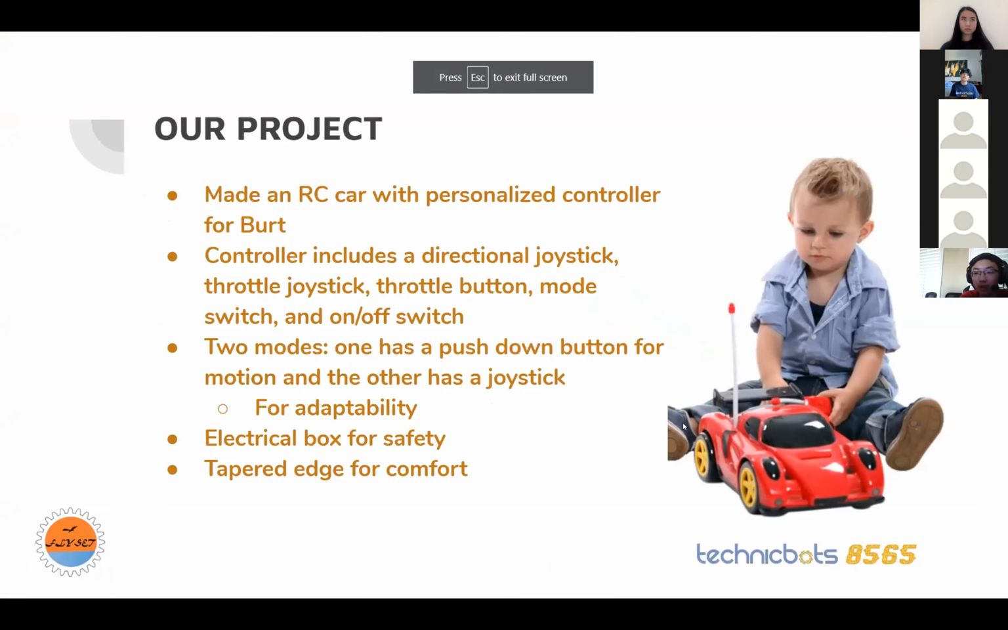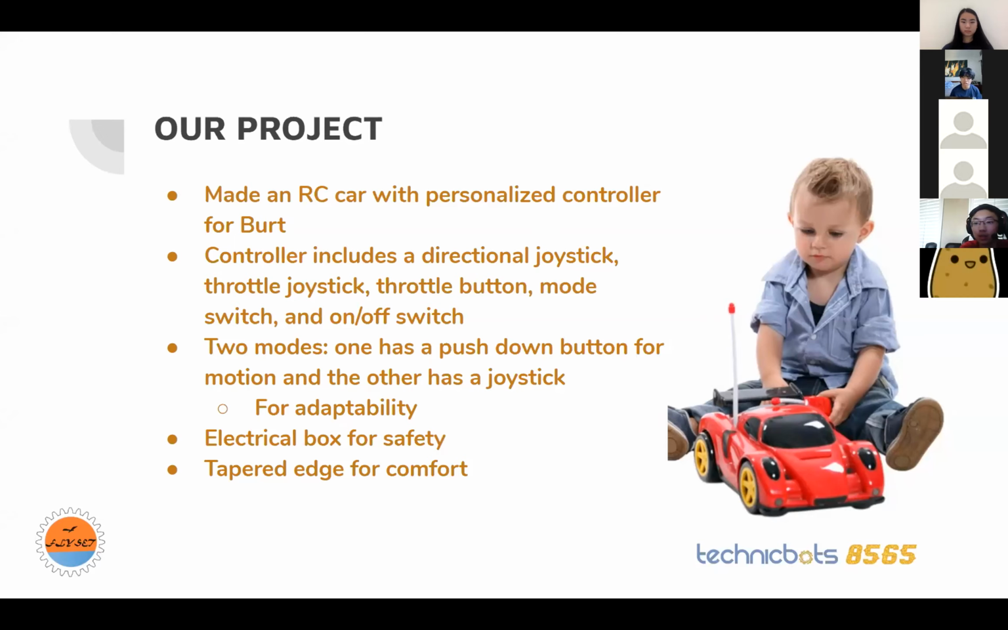So our project was an RC car with a personalized controller for Burt. The controller had 2 joysticks, a throttle button, a mode switch, and an on and off switch. So we had 2 modes for this controller. One mode would have the joystick on the left side be the directional joystick, which controls the direction, and a button on the right side, which would just be the power button.